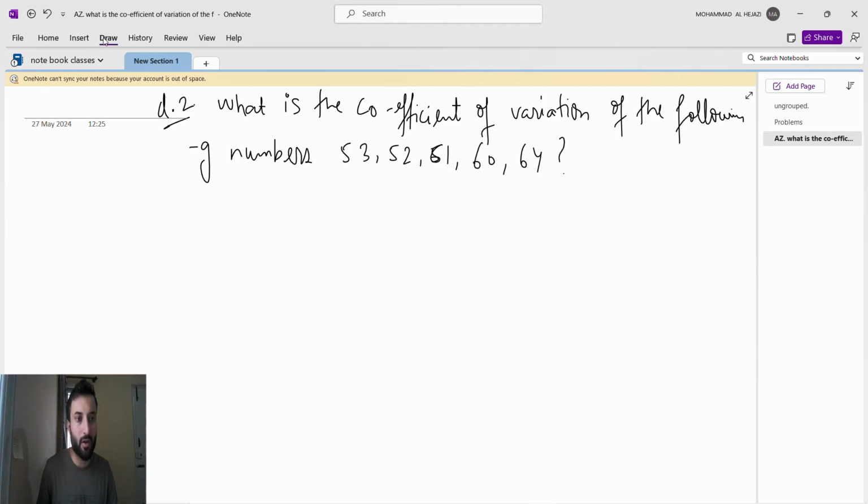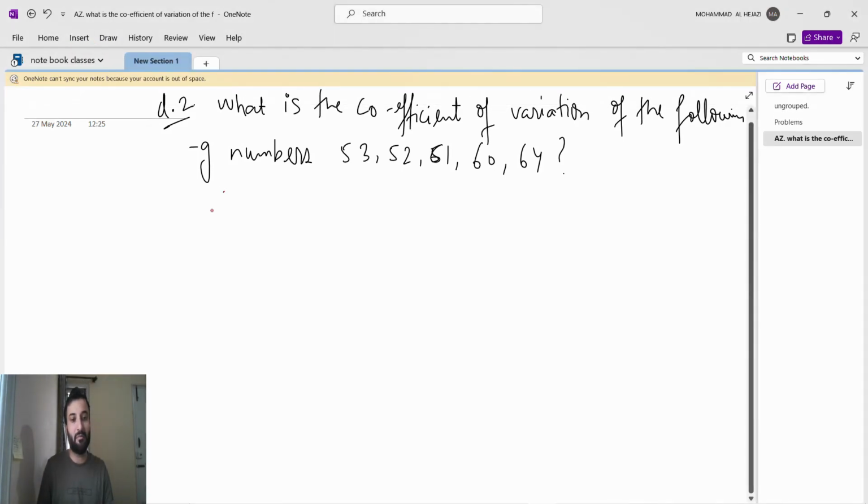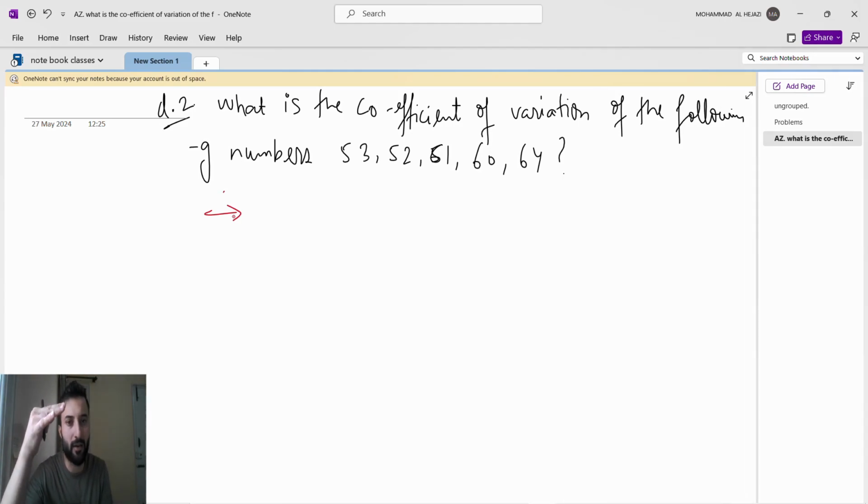Arranging and all, it will only happen in the median. And the properties of median are 3: percentile, decile and quartile. So only in these 3. Okay, what is the coefficient of variation?